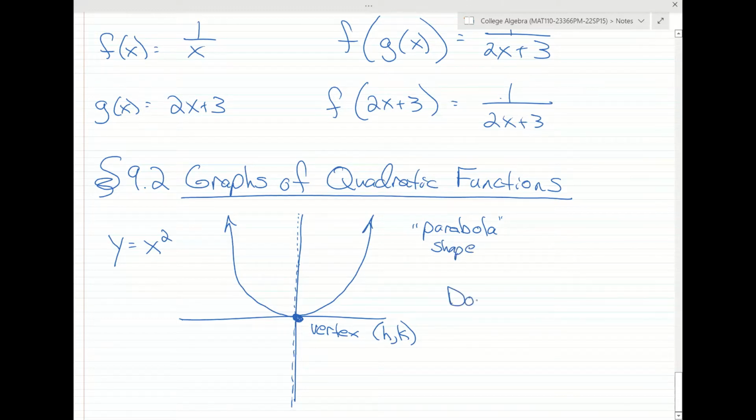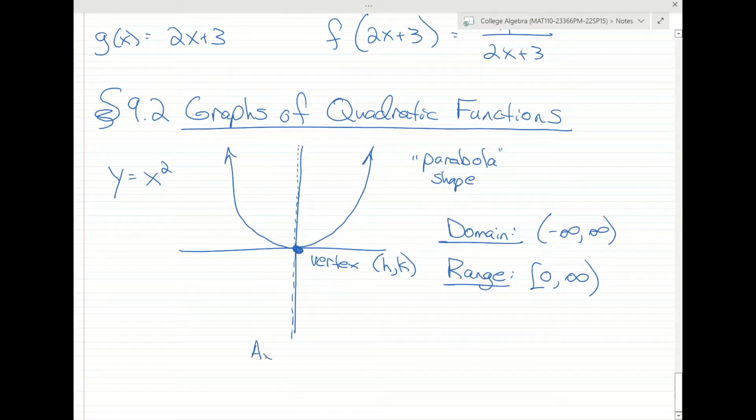The domain for this, remember we talked about two types of restrictions. Look at the original function, y equals x squared. Is there a radical? No. Is there a denominator? No. The domain is unrestricted, negative infinity to positive infinity. The range, we look at the graph. The smallest y goes is 0, and then it just goes up forever. Remember, domain, of course, are x values. Range would be the y values.